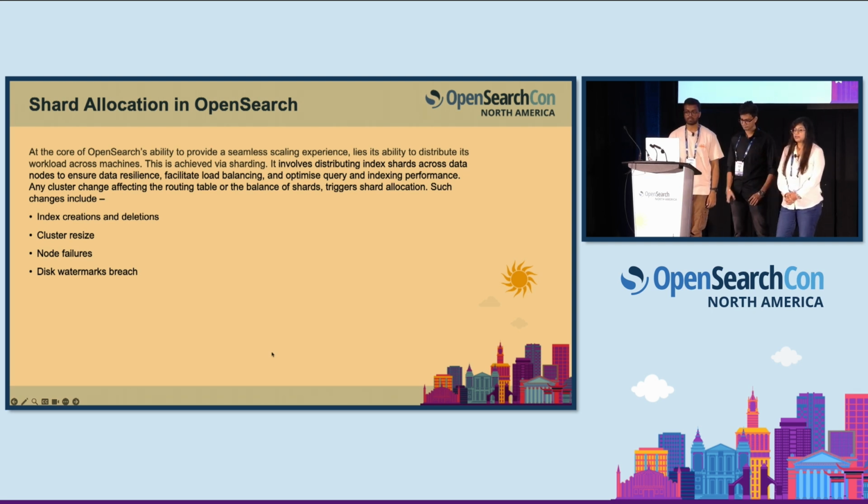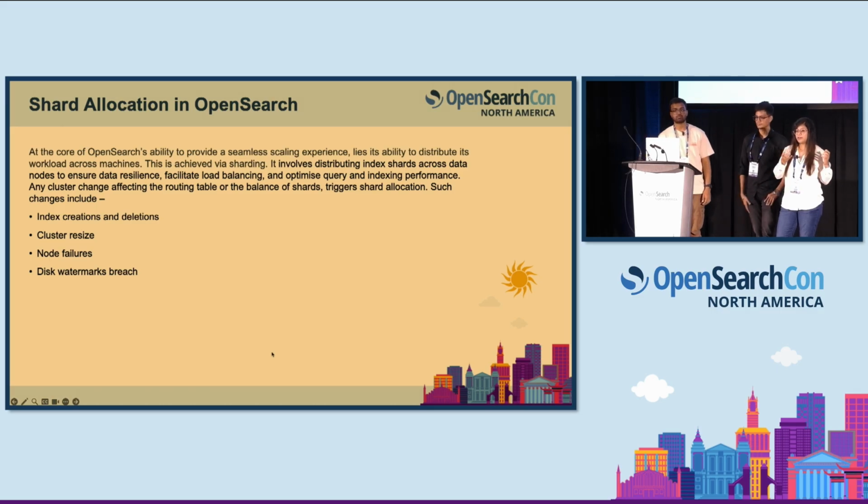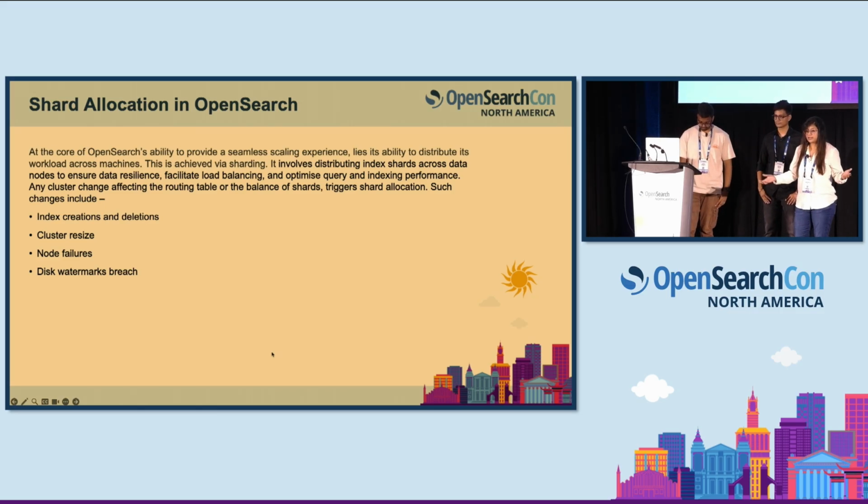Shard allocation. So, everyone creates an index, and then we specify, let's say, 5 primaries, 2 replicas, and then a bunch of shards get created on a bunch of different nodes. But what really happens behind the scenes, right? How does a shard get allocated to a node? That is basically the allocation flow in OpenSearch.